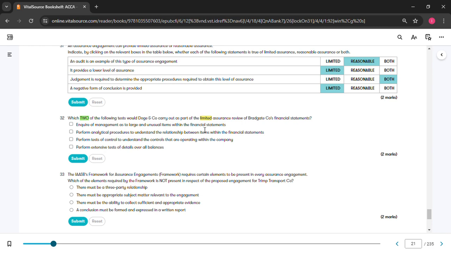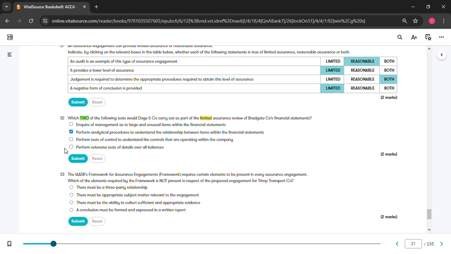I think, sir, the second and the first. Second and the fourth. Yes, Laila. We'll never do all balances. Keep it in mind that all balances will never be checked. Only samples. We cannot go for extensive tests. Extensive means complete in detail, and it's not possible. Option 4 is not applicable.